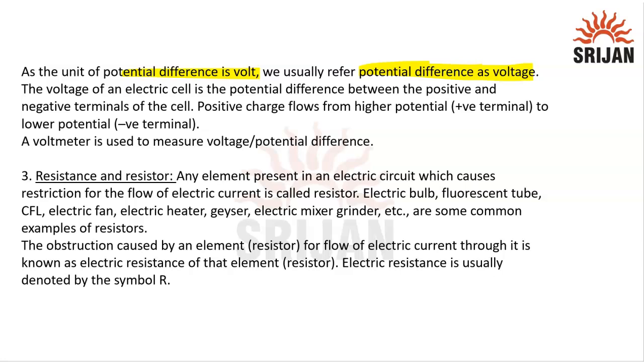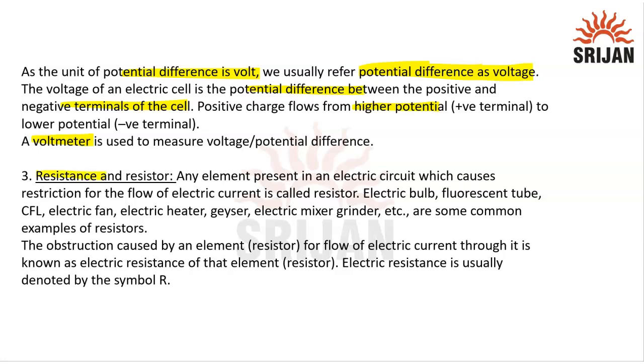Then the voltage of an electric cell, or the potential difference, is the difference between the positive and negative terminals of the cell. So positive charge flows, as we just saw, from higher potential, which is the positive terminal of the battery, to the negative terminal of the battery. Now to measure current, we use a device called an ammeter, but to measure the potential difference, we use a device called a voltmeter.